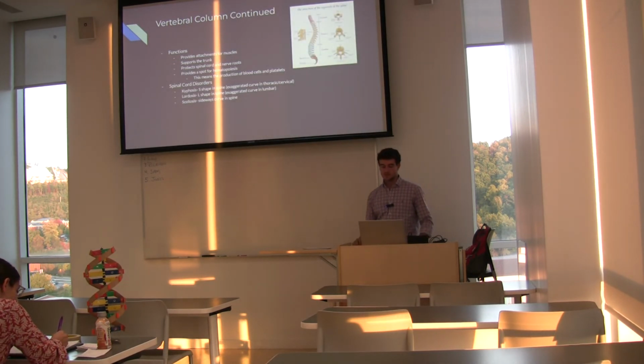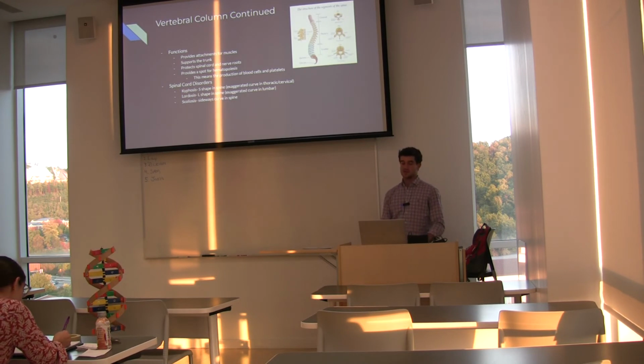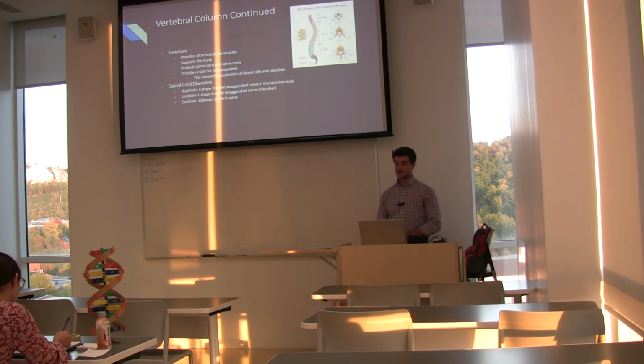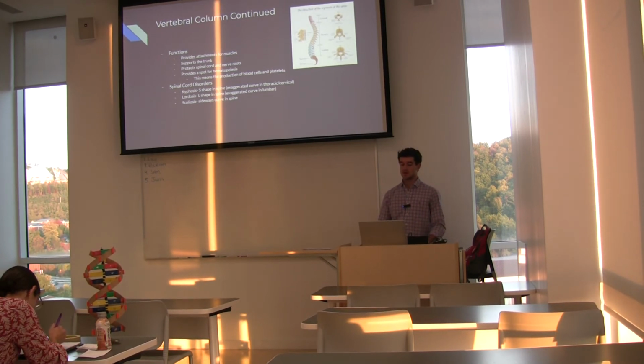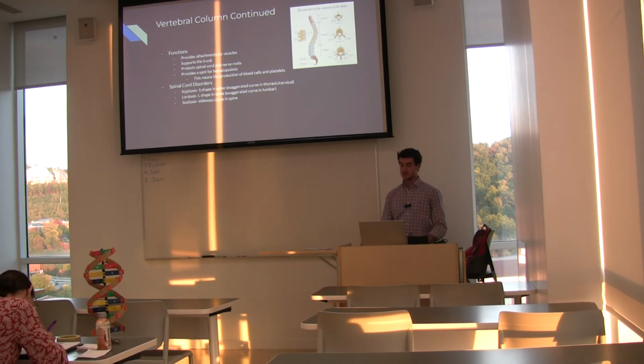And then continued with that, some functions of the vertebral column is it provides attachment for many different muscles. It supports your trunk, provides spinal cord and nerve roots, and it provides a spot for hematopoiesis, which means it is a spot for production of blood cells and different platelets.